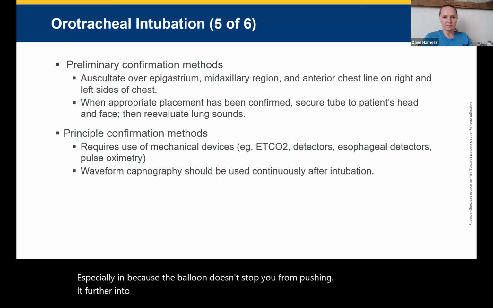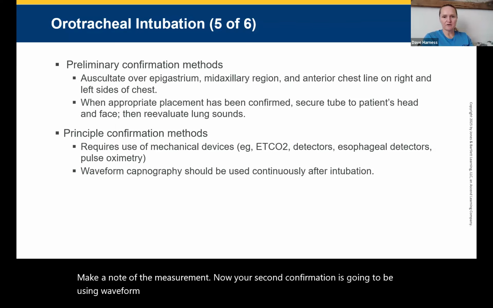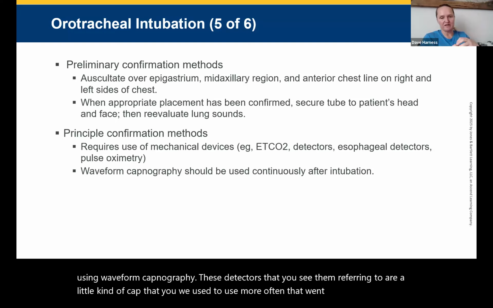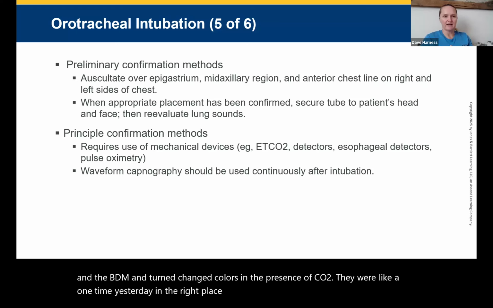So once you know that it's in place, make a note of the measurement. Now your second confirmation is going to be using waveform capnography. These detectors that you see them referring to are a little cap that we used to use more often, that went between the ET tube and the BVM and changed colors in the presence of CO2. They were like a one-time, yes, you're in the right place. They weren't ongoing monitoring. And so we just go straight to the ongoing monitoring.